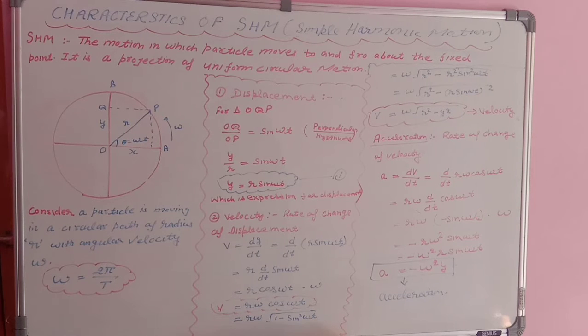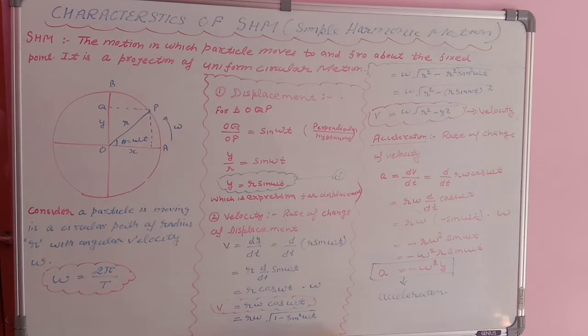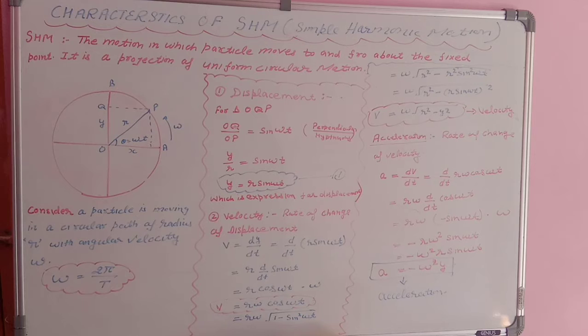Dear students, as you know, we have started our chapter Oscillations and Waves. In the first topic, we studied the difference between periodic motion and oscillatory motion, and we proved that all oscillatory motions are periodic but all periodic motions are not oscillatory.